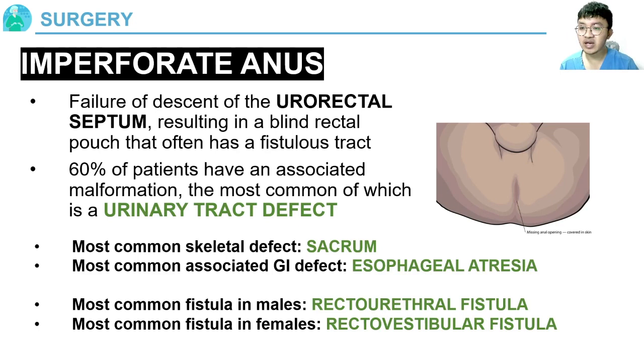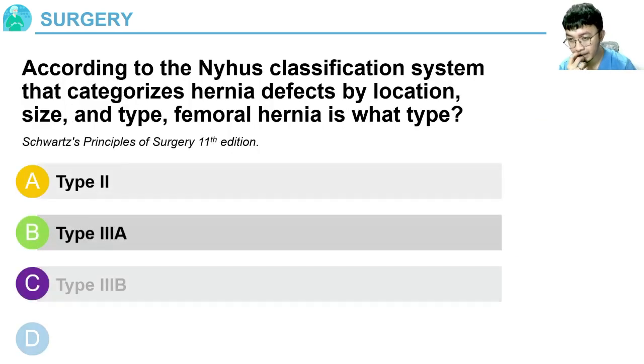Again, imperforate anus, problems with the urorectal septum. With the following most commons: skeletal, sacrum; GI, esophageal atresia. In males, it's rectourethral. In females, it's rectovestibular. The vestibule is the one found just outside, or just at the entrance of, the vagina.